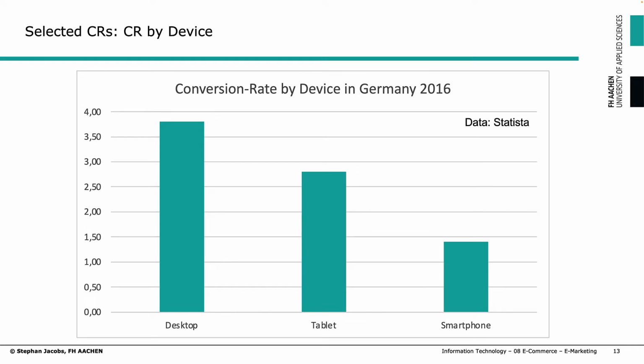Here's a comparison between conversion rates by device. You know that there are desktops, tablets and smartphones, and according to this statistic, people are buying things more often when they use a desktop. Why that? We can only speculate. The figures for surfing around are higher for smartphones nowadays, but maybe people feel better doing a transaction on a desktop. That could be one explanation, but maybe that's only speculation.